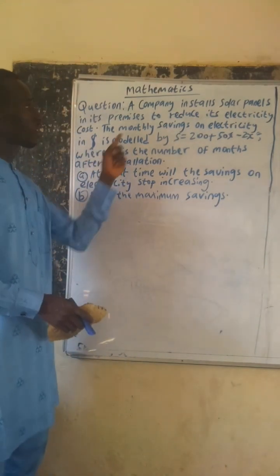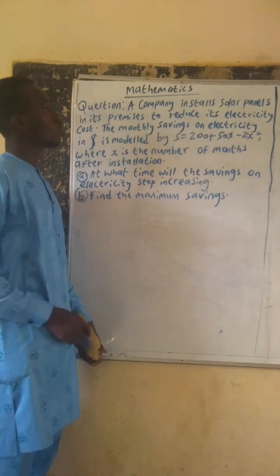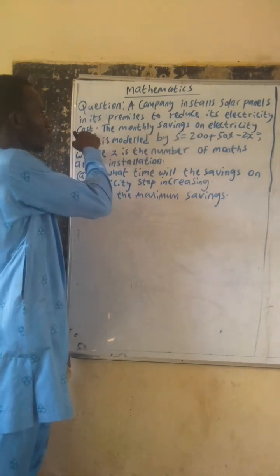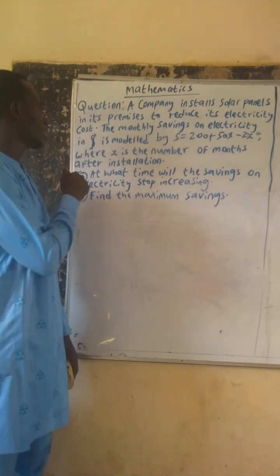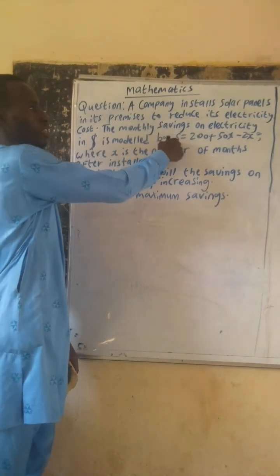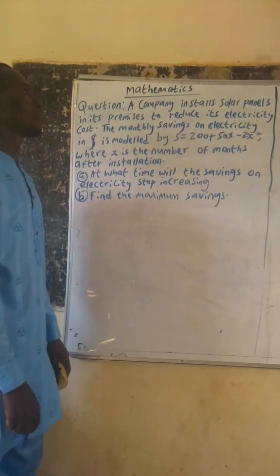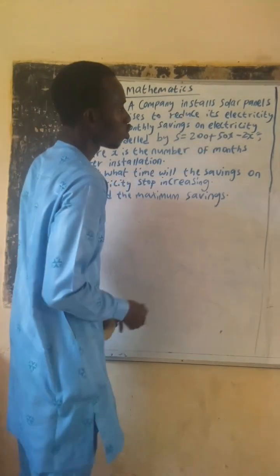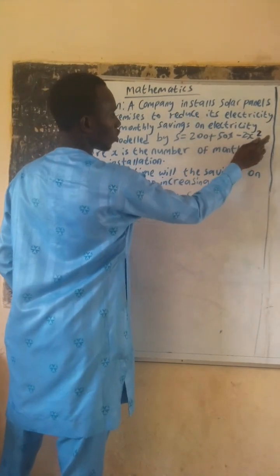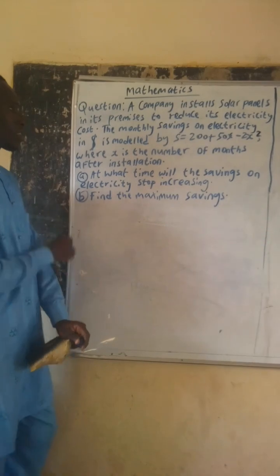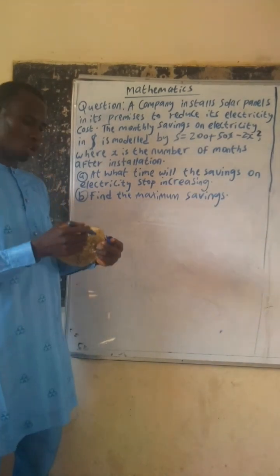It says a company installs solar panels in its premises to reduce its electricity cost. The monthly savings on electricity in dollars is modeled by this equation. And the equation is what? S equals 200 plus 50x minus 2x squared, where x is the number of months after installation.